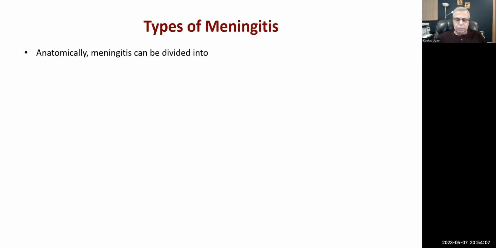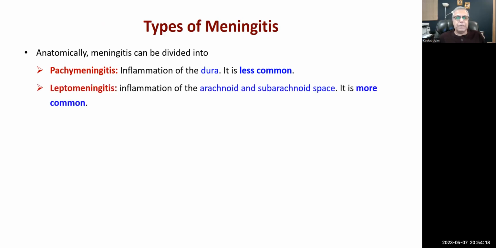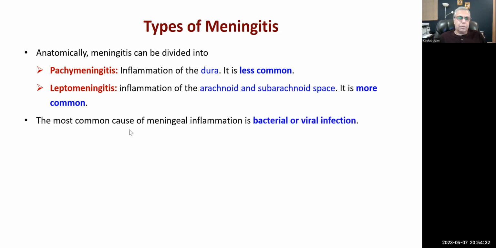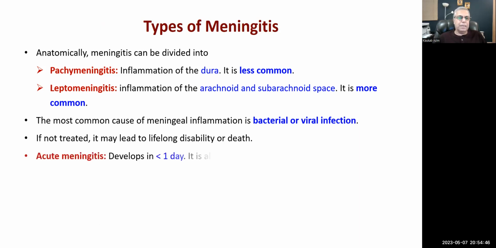I will not ask you this in the examination, but maybe in other exams you have pachymeningitis, which means inflammation of the dura. It is less common. Then you have leptomeningitis, which means inflammation of arachnoid and subarachnoid space. Pachy means thick or tough, so dura mater is thick and tough, and lepto means sort of thin, okay? So the most common cause of meningeal inflammation is bacterial or viral infection. And if you do not treat it promptly, it may lead to lifelong disability or death, particularly in the babies.